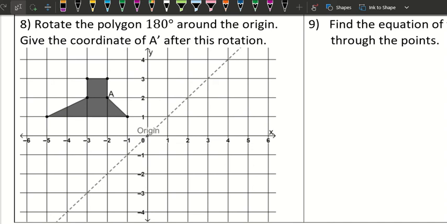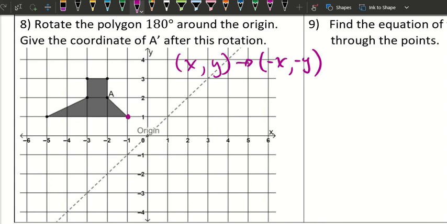But I know that if I rotate things 180 degrees about the origin, it doesn't matter if I go clockwise or counterclockwise. And I also know that the rule will always be any (x, y) is going to go to the point where I'm looking at the opposite of x and the opposite of y. (x, y) becomes (negative x, negative y). So I'm just flipping the signs. I'm just switching the signs.